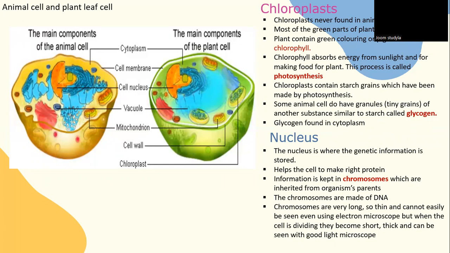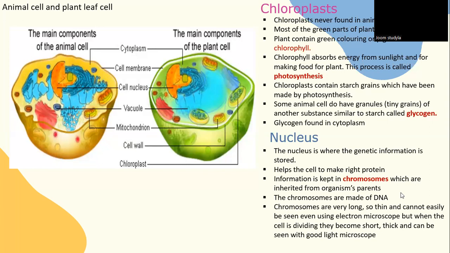What is the nucleus? The nucleus is where the genetic information is stored. You can see that animal and plant cells both have a nucleus. It helps the cell to make the right proteins. The information is kept in chromosomes, which are inherited from the organism's parents. The chromosomes are made of DNA.